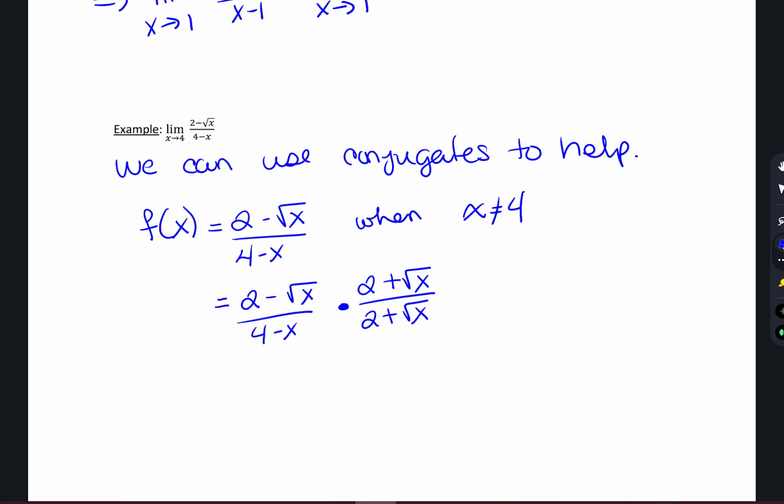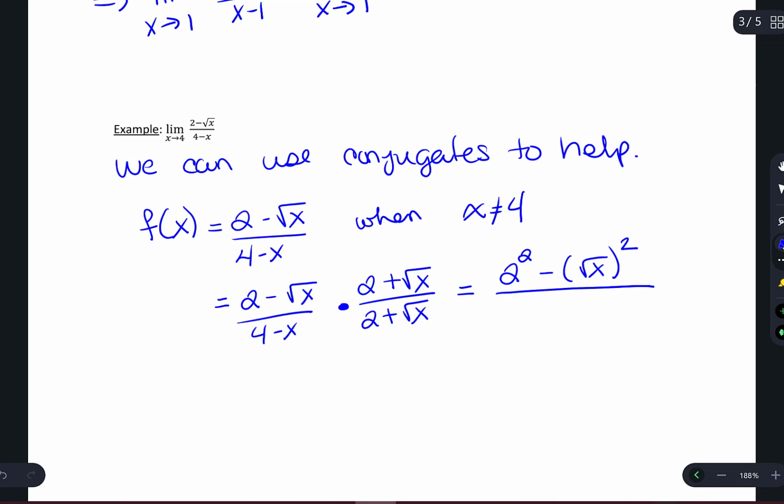But the reason that this conjugate is going to help me is it's going to end up helping me get rid of this square root that's in the numerator, and it's going to help me with some cancellation. So we'll see what this looks like. So from here, notice that in the numerator, this is going to give me 2 squared minus the square root of x squared, divided by (4 minus x) times (2 plus the square root of x).